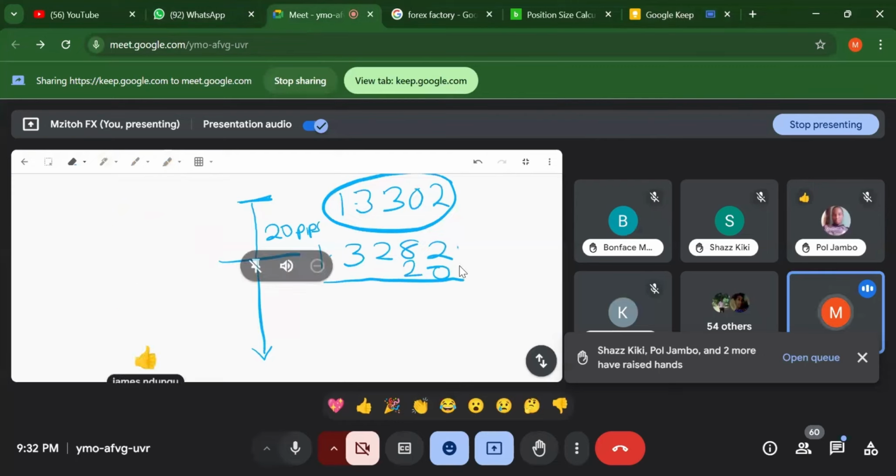I'm expecting this market to go down. But if it decides to go up by 20 pips, I will add 20. Then it will get to 1.3303. At that point, that is my stop loss. That is where I will exit, and I will have lost 20 pips, which is equivalent to how many dollars?